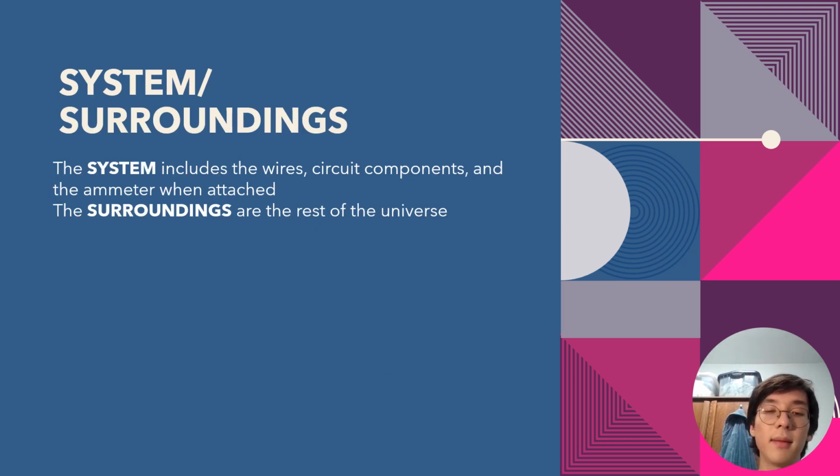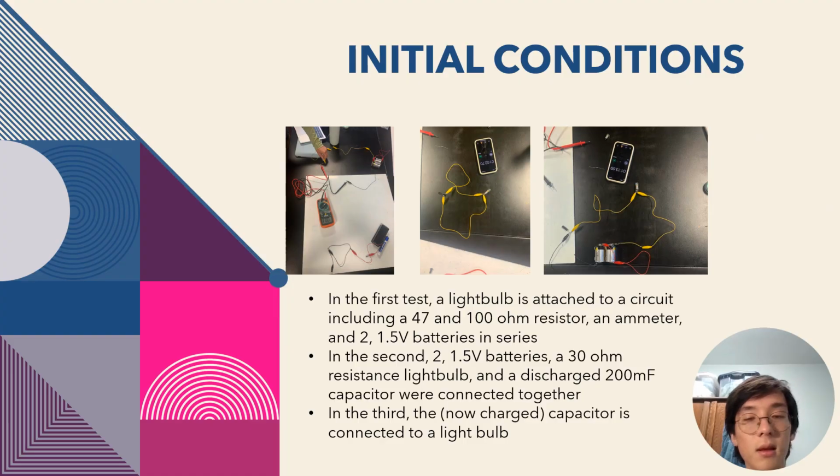For all experiments, the system includes the wire, circuit components, and the ammeter in the experiment in which it's attached. The surroundings are the rest of the universe. So the initial conditions for this lab are as follows. In the first test, a light bulb is attached to a circuit including a 47 and 100 ohm resistor, an ammeter, and two 1.5 volt batteries in series. That is the circuit on the left.